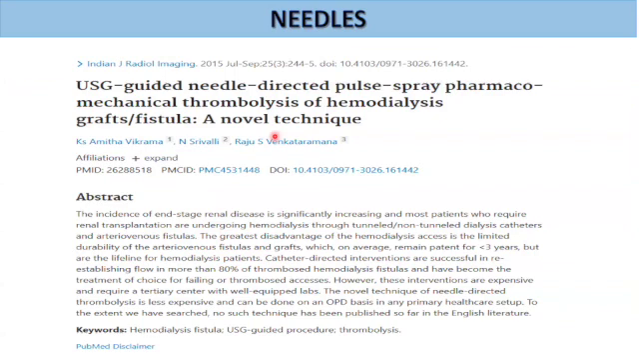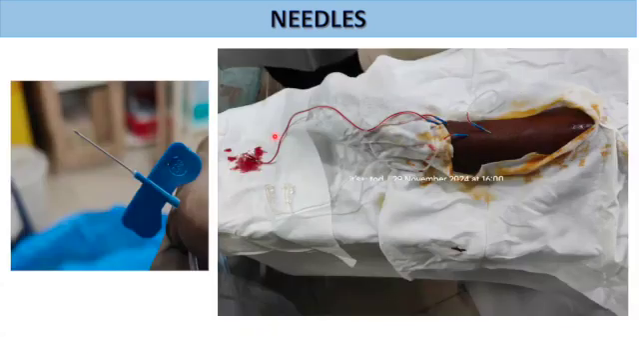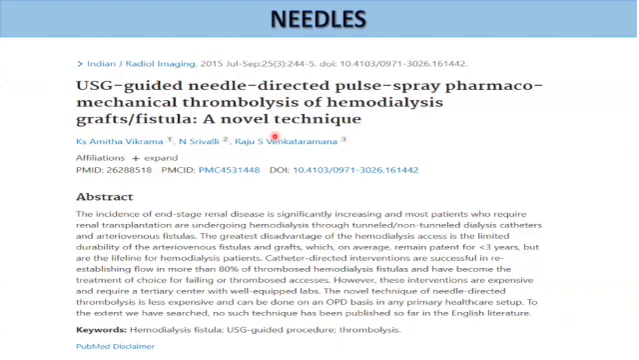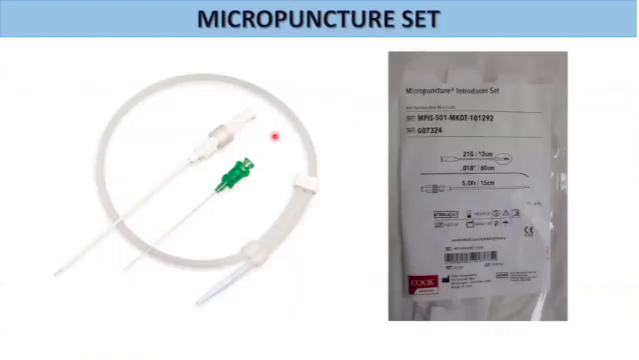So for this method of pulse frequency thrombolytic administration, we can use a scalp vein needle, and this comes from Dr. Amitabh Vikrama's paper on USG guided needle directed pulse spray pharmacomechanical thrombolysis of AV grafts and fistula. Coming to the micropuncture set. What is a micropuncture set? As I told you, a micropuncture set consists of a needle, a wire, and a coaxial dilator. I repeat, needle, wire, and a coaxial dilator.